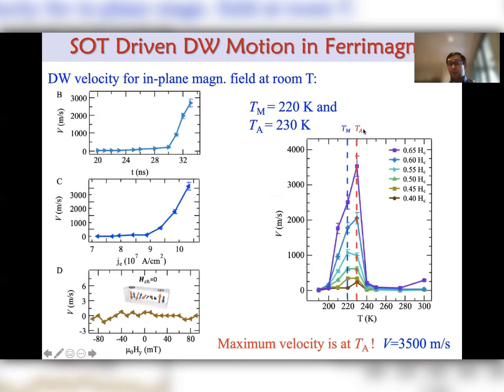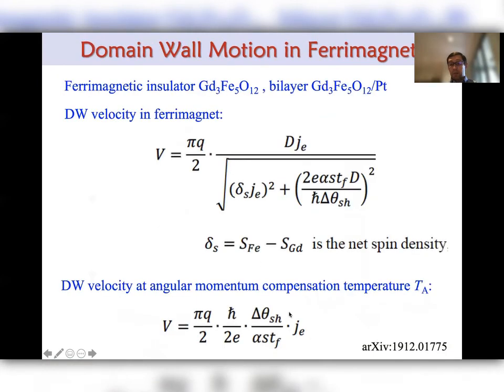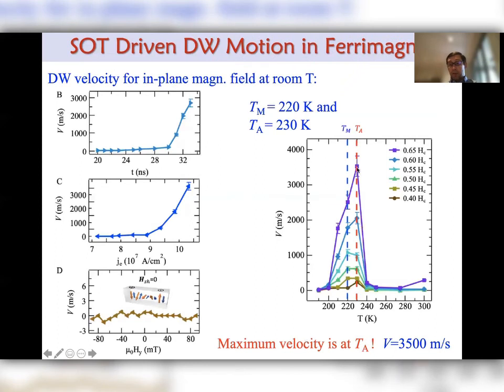And actually, the velocity here is very high. It's around 3,500 meters per second. That's much higher than what you can get in ferromagnets with Dzyaloshinskii-Moriya interaction and perpendicular anisotropy. So this experiment pretty much shows that ferrimagnets at the angular momentum compensation temperature can be ideal systems for potential spintronic memory devices, because in this case we can drive domain walls with extremely high velocities.